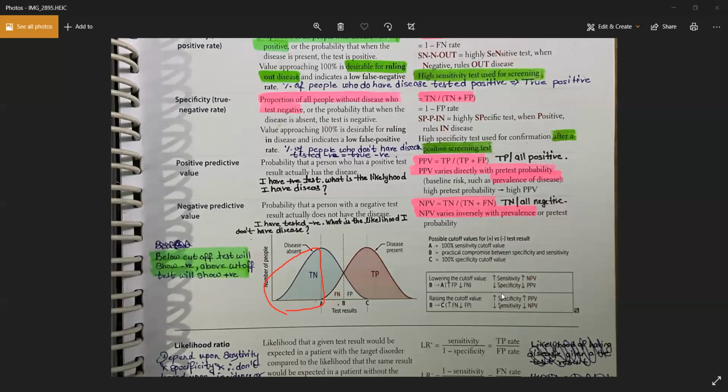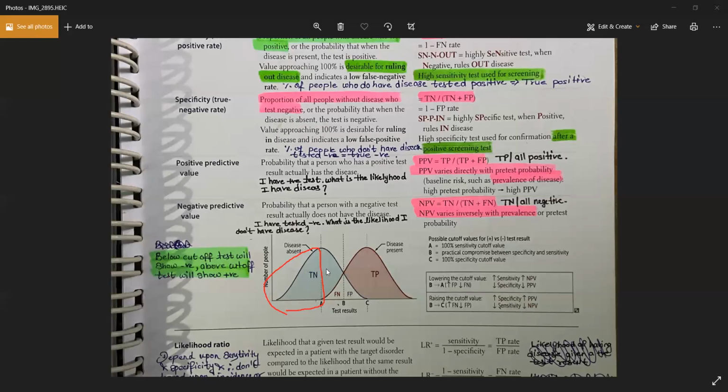At the same time, the chance of being actually positive will decrease because there is a very high false positive. As you can see, all these individuals are false positives. If a test has a very high false positive rate, I cannot certainly say that this patient has the disease. That means my positive predictive value will decrease if I decrease a cutoff.